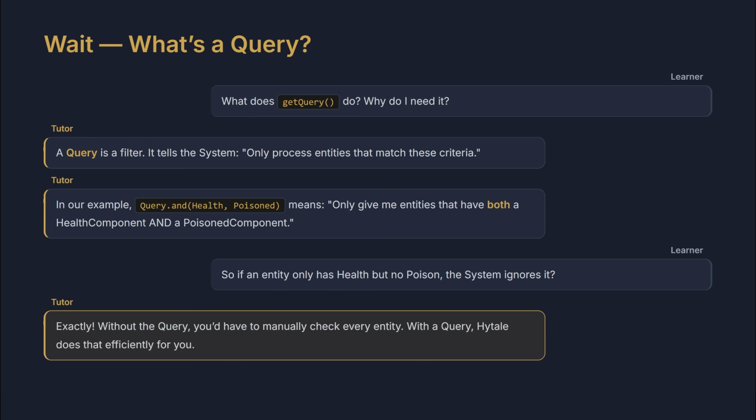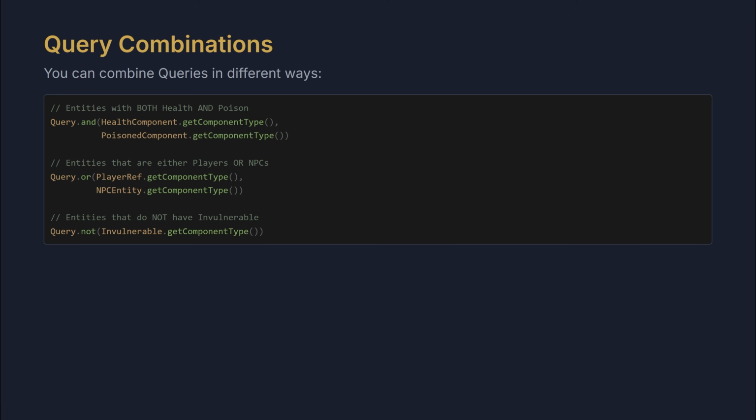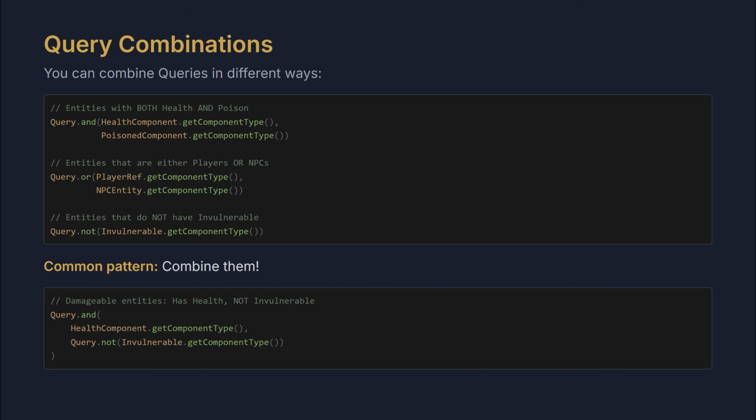Yeah, exactly. Without the query, you'd have to manually check every entity. With a query, Hytale does that efficiently for you. And we can combine queries in different ways. We can have entities with both health and poison with an AND combination. We can use OR, which says, hey, entities that are either players or NPCs. Or we can say, hey, entities that do not have a specific type of component. And then we can combine those patterns. We want damageable entities, entities that have health but are not invulnerable. And that's also very, very powerful.